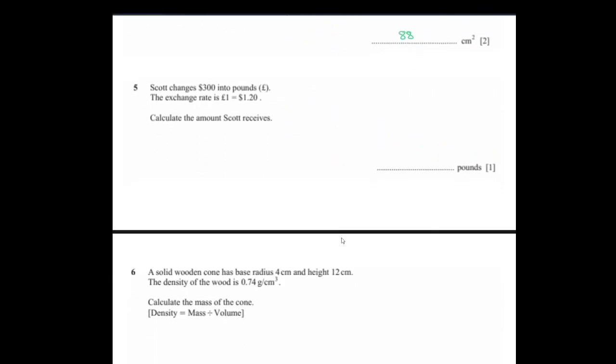Question number 5. Scott changes $300 into pounds. The exchange rate is 1 pound equals $1.20. Calculate the amount Scott receives. Here the exchange rate is given as 1 pound in dollars, but we need $1 in pounds. So if 1 pound is $1.20, then $1 will be 1 by 1.20 pounds.